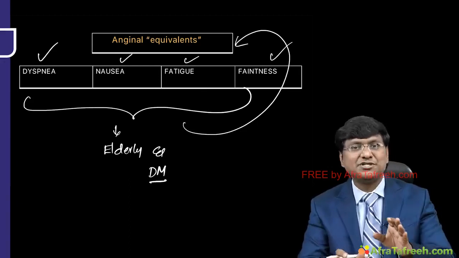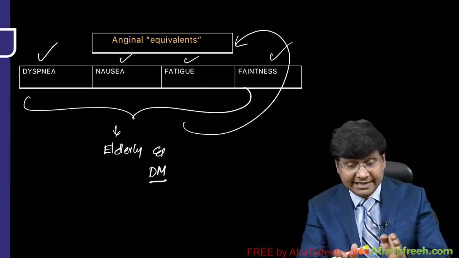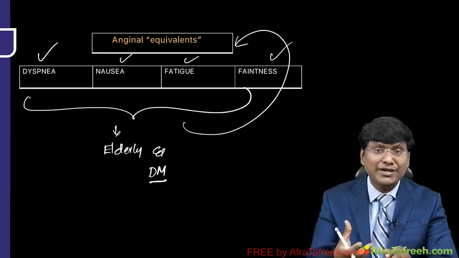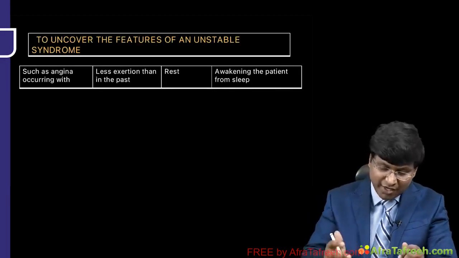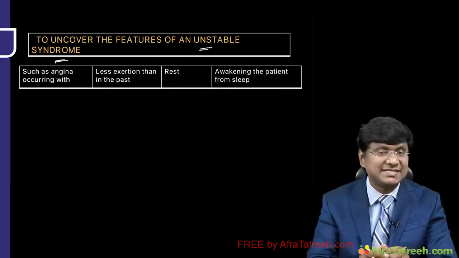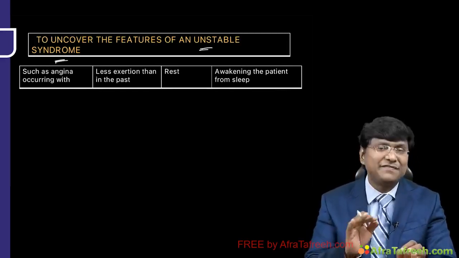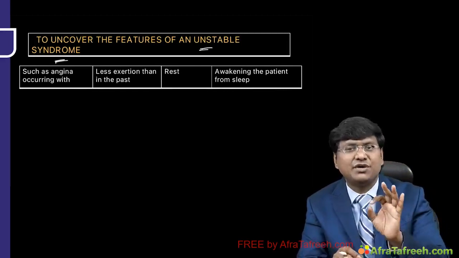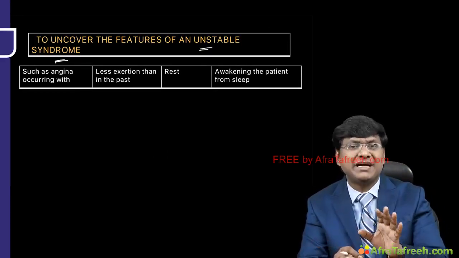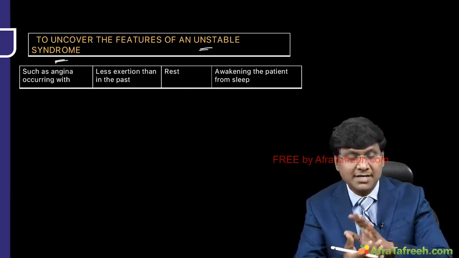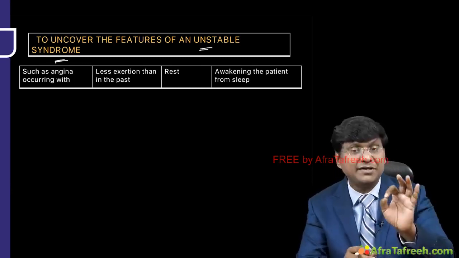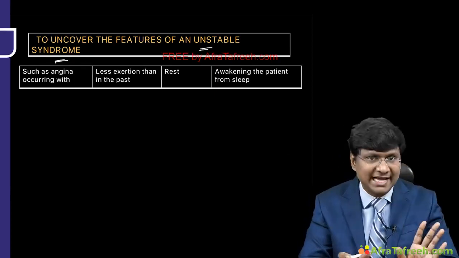Now, these patients with stable angina can go into a state of unstable angina. How can you judge that the patient has gone into a state of unstable syndrome? To uncover the features of an unstable syndrome, systematic questioning of the patient with suspected ischemic heart disease is very important. What are the questions that you need to ask the patient in order to see whether the individual is developing unstable angina syndrome?